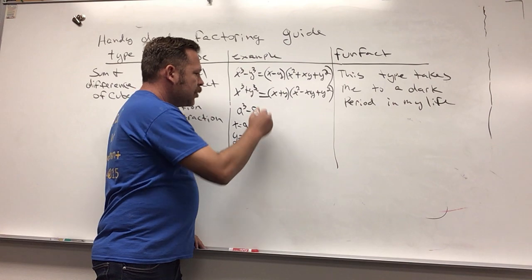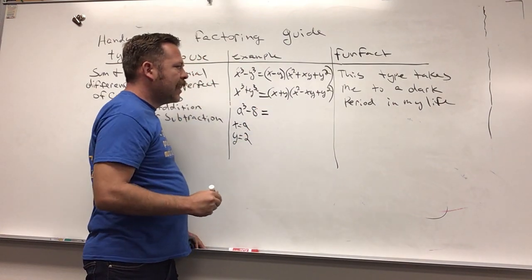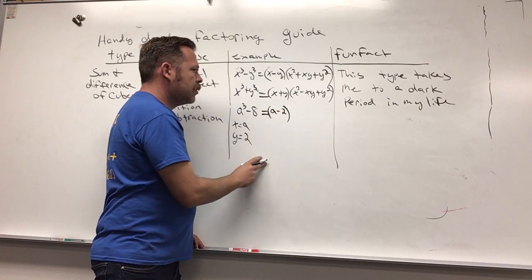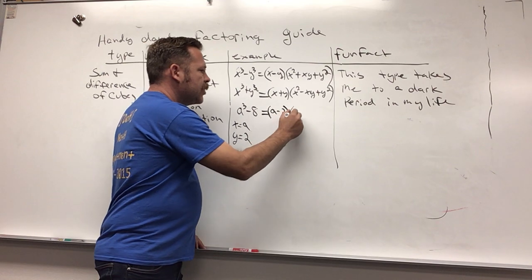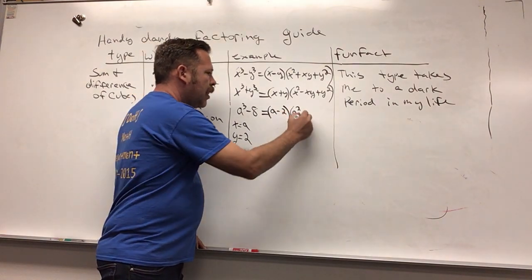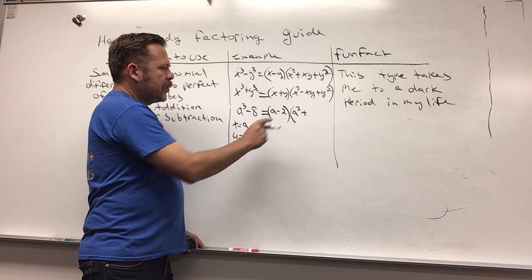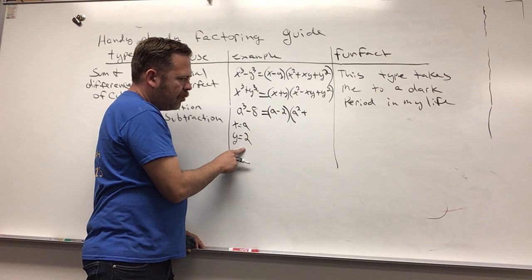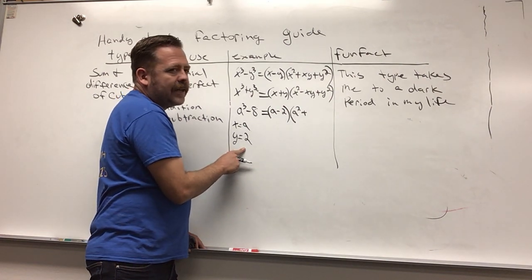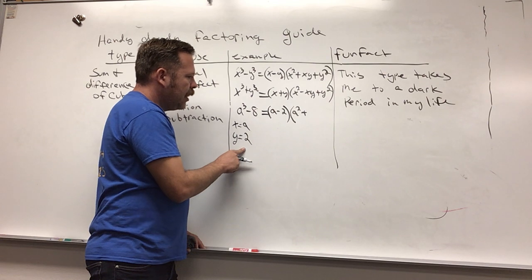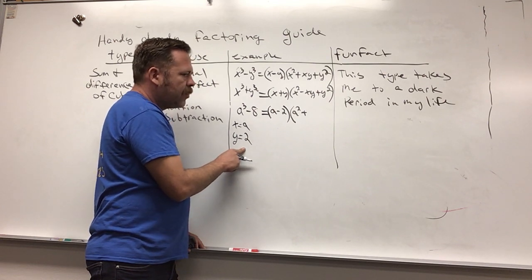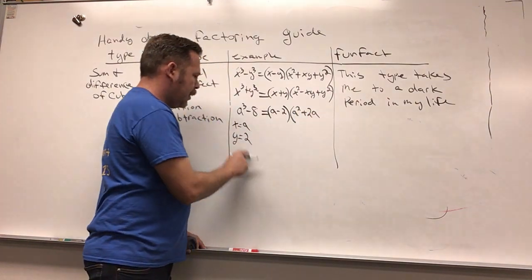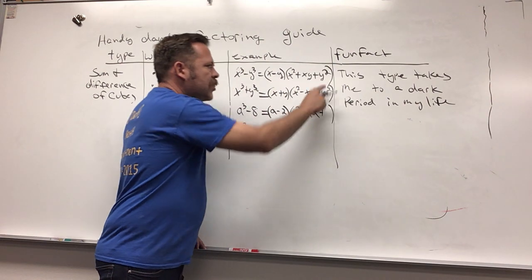So a cubed minus 8 factors to a minus 2 times a squared plus, now we will do x times y, which is a times 2. But people typically don't say a times 2. We typically put the number first. And it doesn't matter the order in which you multiply, so it's fine to say 2a. And then lastly, the last term is the y squared.